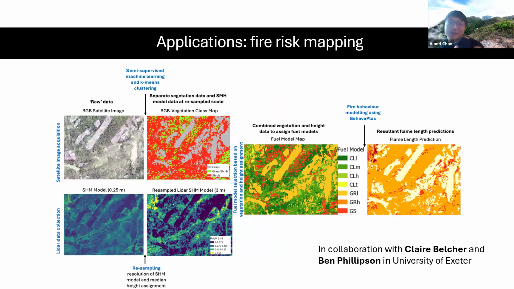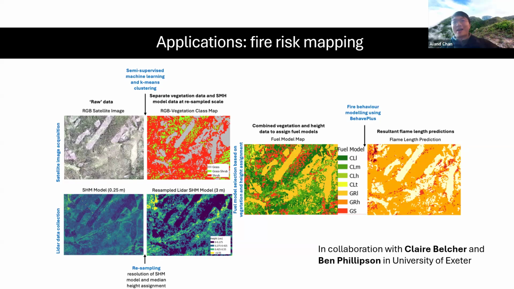Another area where we are exploring the applications of shrub height is fire risk mapping. So this is in collaboration with Clara Belcher and Ben Philipson at the University of Exeter. What they've done is develop a bunch of fuel models for different scenarios across the UK landscape. So they have fuel models that link together the type of fuel, so grasses, heather, a mixture between grass and heather, and the fuel height with things like fire risk, flame length, and other measures of fire properties.